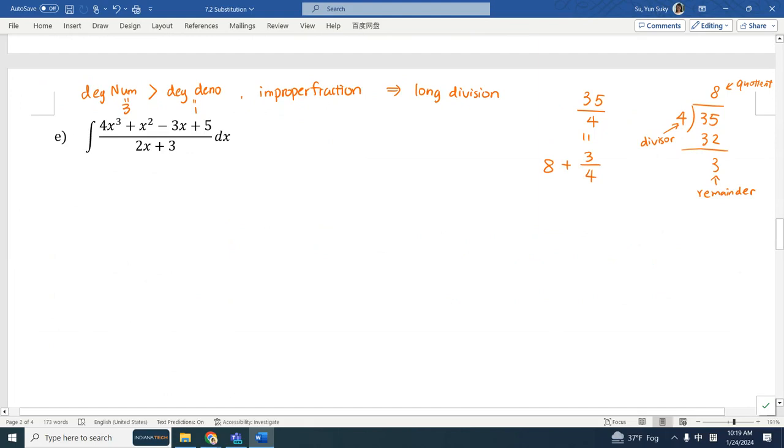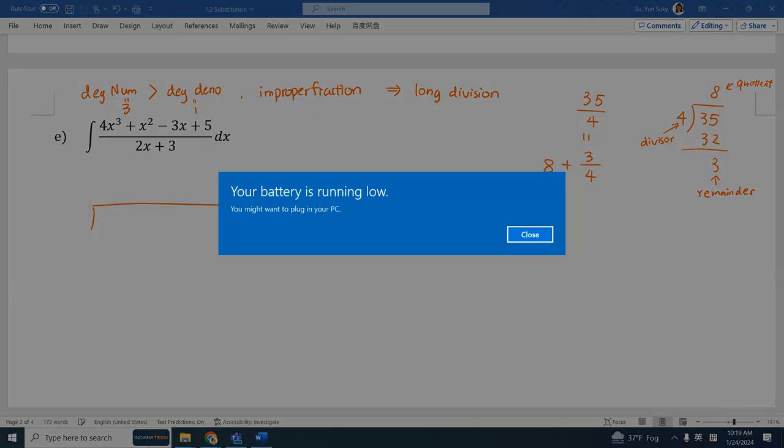How about polynomials? How do we divide polynomials? It'll be 2x plus 3 on the outside.